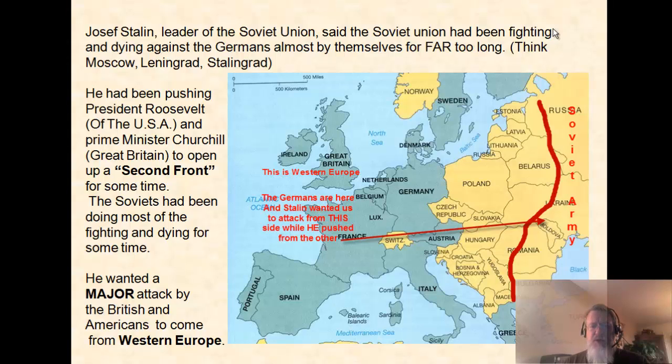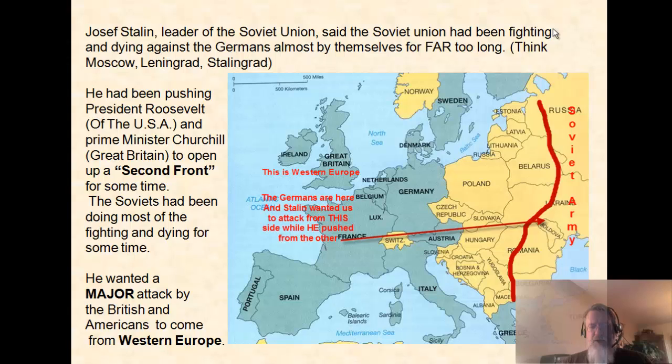Now, on this map you see the Soviet Union on the right and the Allies on the left. Allies as in Great Britain. And the United States was there too, because we had air bases there and we had lots and lots of army soldiers that were getting ready for this invasion.